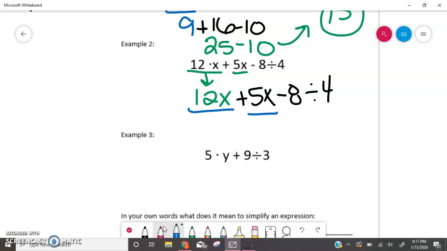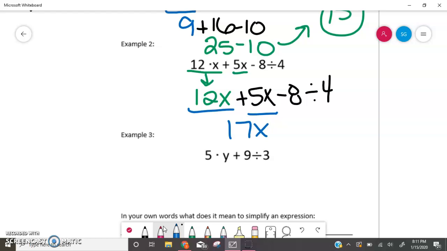Now, between them, there is an addition sign. So to combine them, I'm going to go ahead and add them. If I have 12x plus 5x, I end up with 17x, because all I did was add that 12 and 5, because that's how many x's I have.